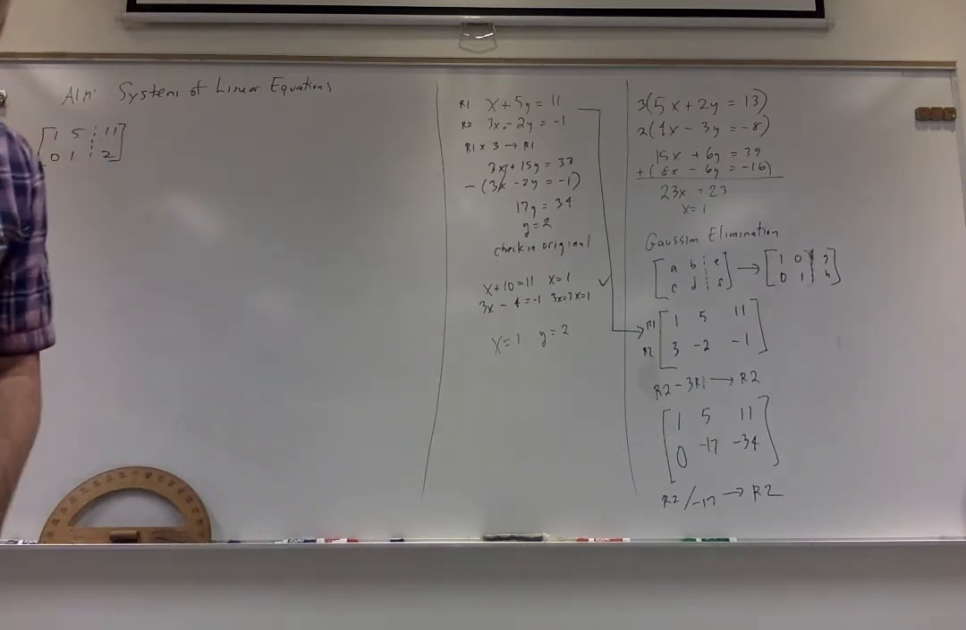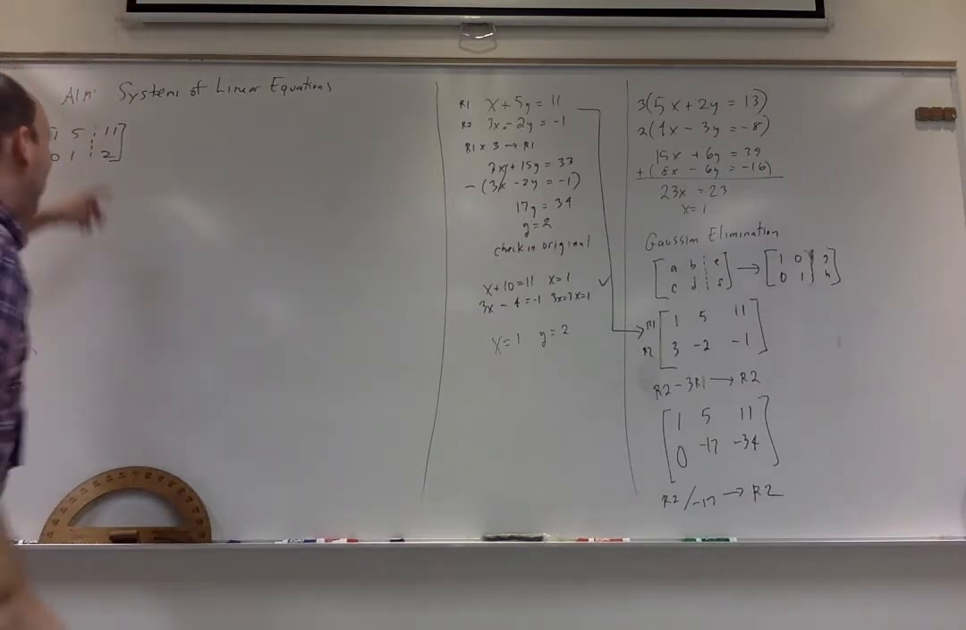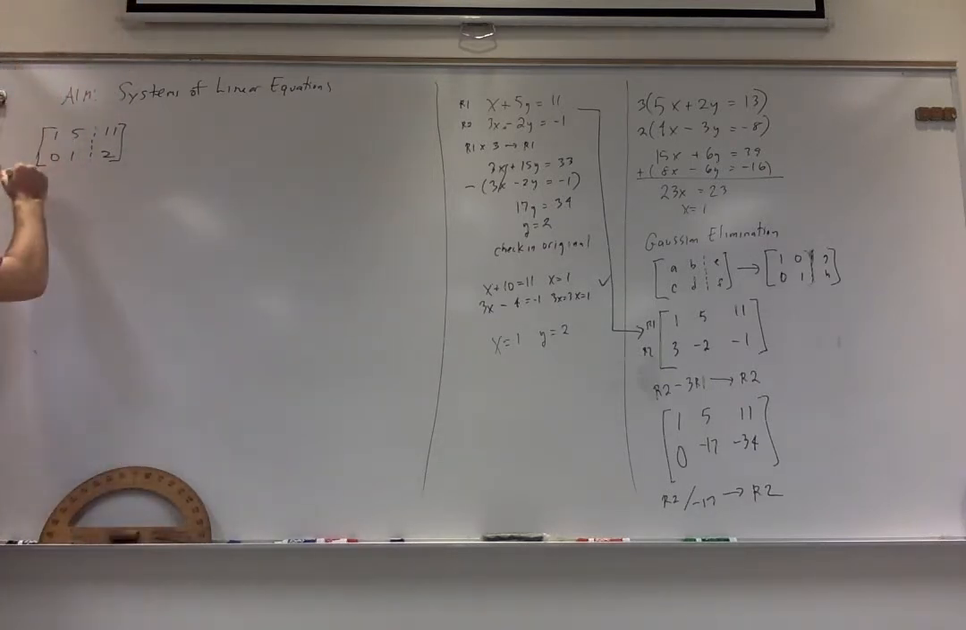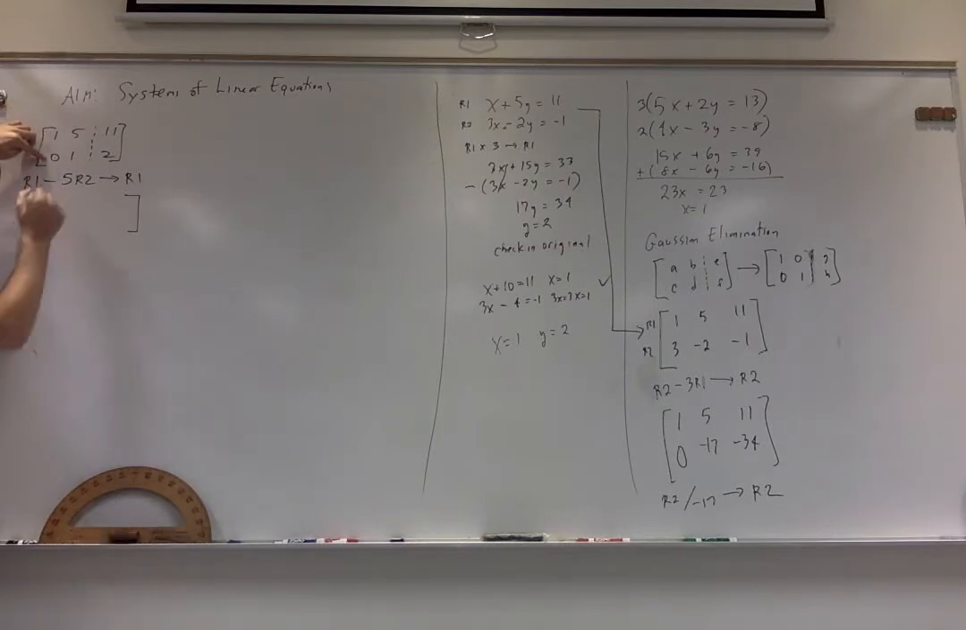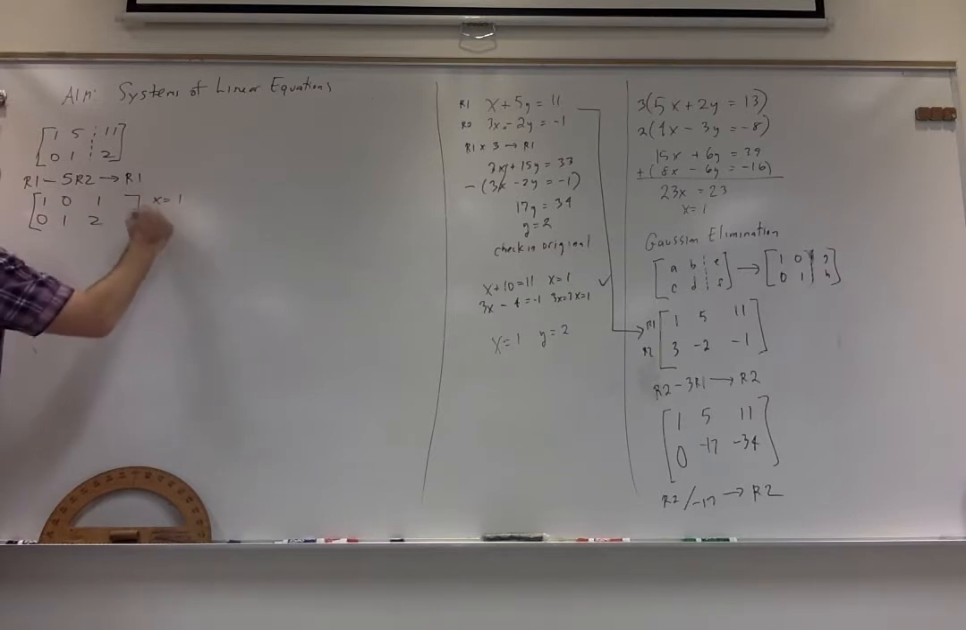Nice. Now I'm going to get rid of that 5. So, row 1 minus 5 times row 2 is my new row 1. Okay, so 1 minus 5 times 0, 1. 5 minus 5, 0. 11 minus 10, 1. Was there any change to row 2? No. x equals 1, y equals 2.